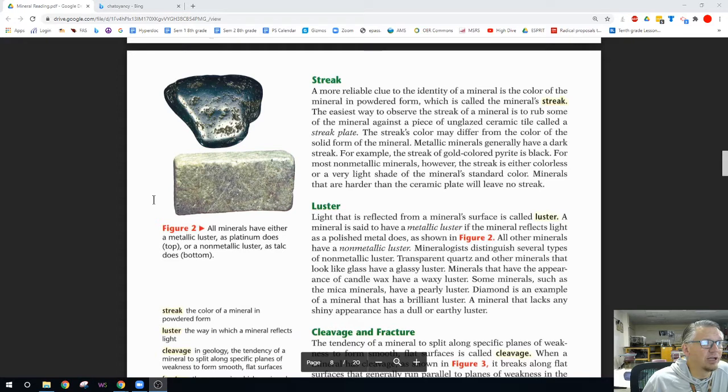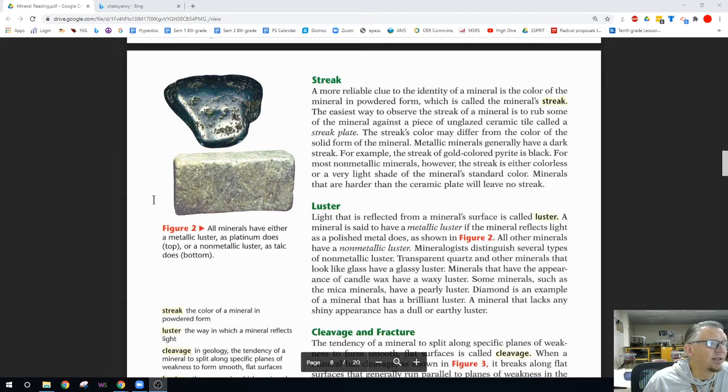Metallic minerals generally have a dark streak. For example, the streak of gold-colored pyrite is black. For most non-metallic minerals, however, the streak is either colorless or a very light shade of the mineral's standard color. Minerals that are harder than the ceramic plate will have no streak.